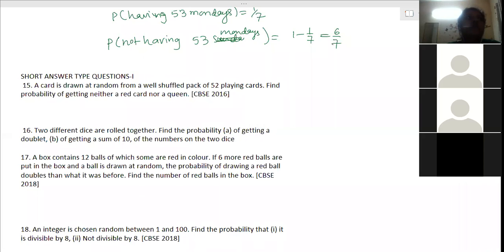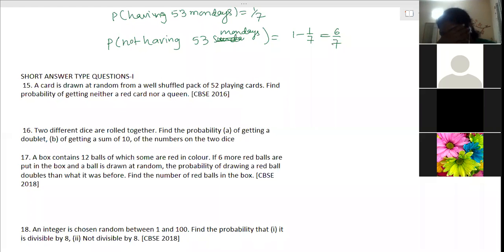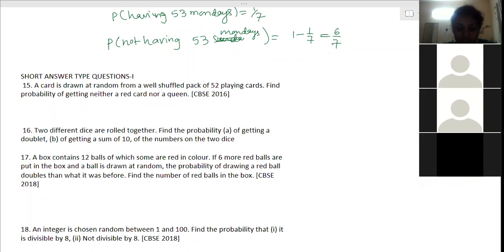Wait. The red queen is then not 28, that means it is 4. Ma'am, 7 by 13. No, it's 6 by 13. Ma'am, I don't know how you're getting 6 by 13.